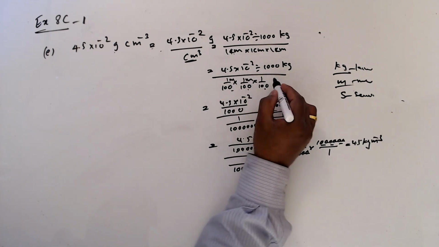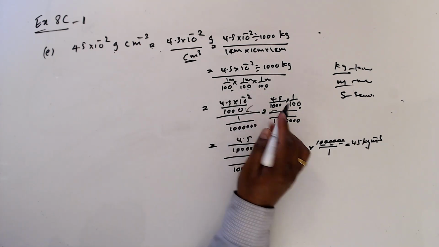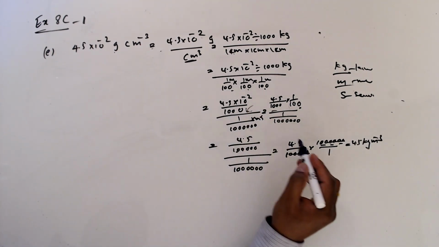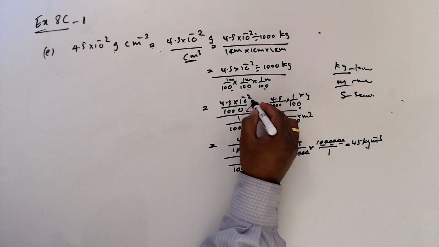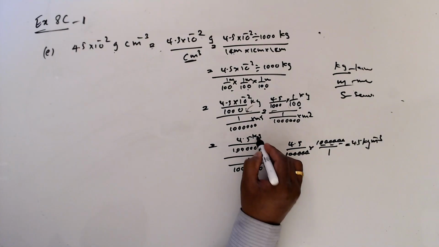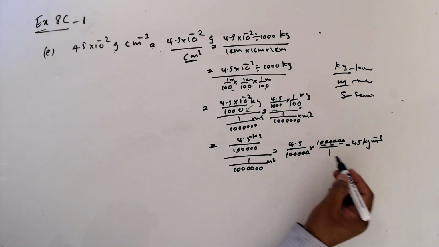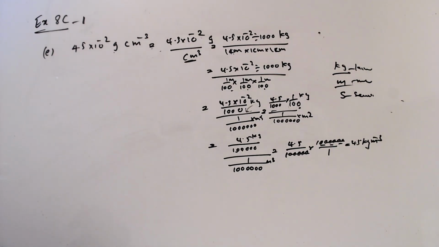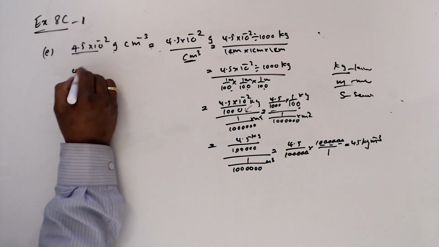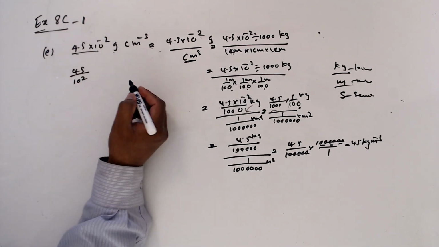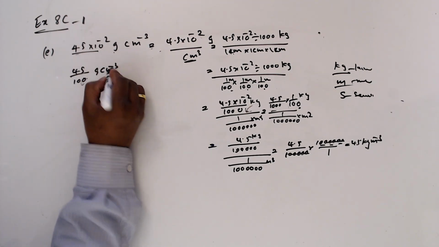So m cube, kg, m cube. By looking at this one, I can write 4.5 over 10 squared or 100, g cm^-3.